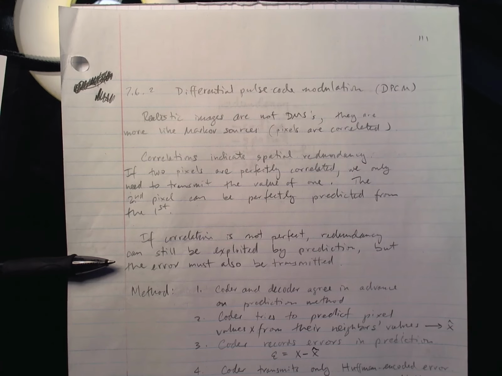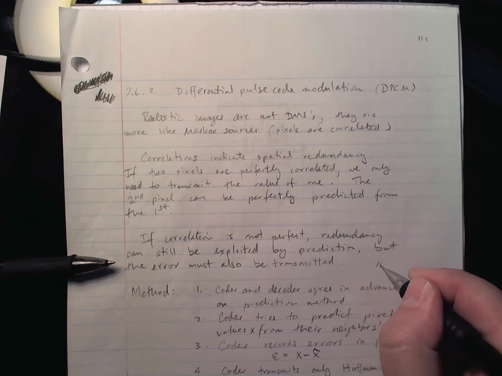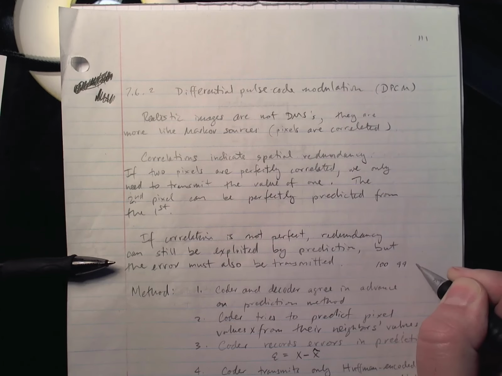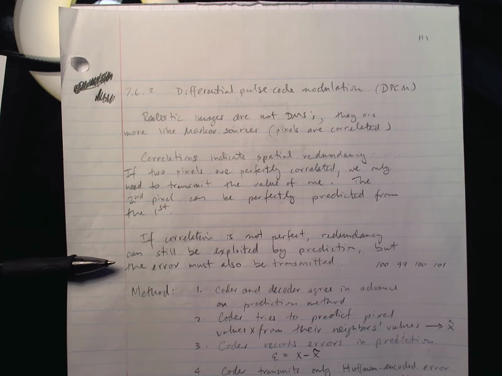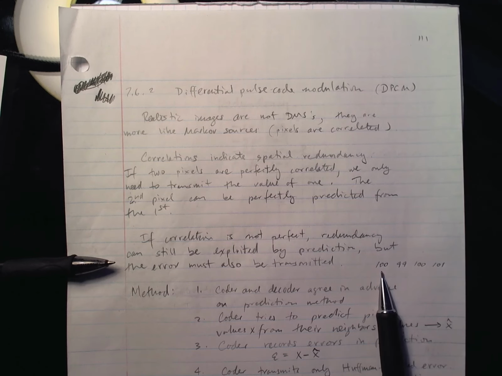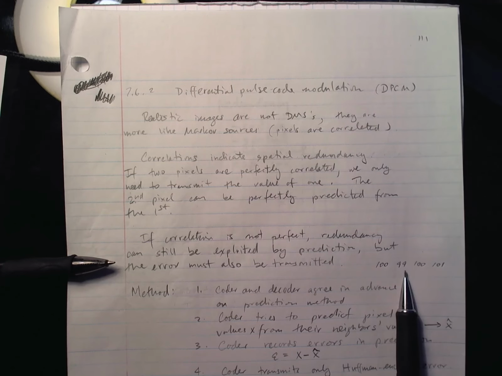But now let's back off of that extreme case. Let's suppose that the first pixel is 100 and that the next pixel is 99. So let's say we would have 100, 99, 100, 101. Let's say these were some example pixels. If you used the algorithm we just described, I would first tell you the value 100. Then you, the receiver, would guess that this pixel is also 100. But you would be slightly wrong.